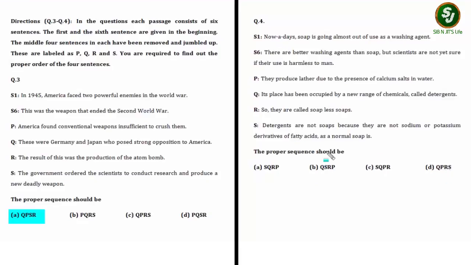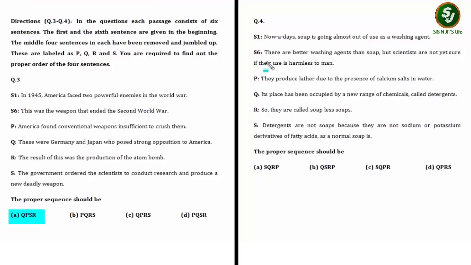So let's give it a read. Nowadays, soap is going almost out of use as a washing agent. Its place has been occupied by a new range of chemicals called detergents. They produce lather due to the presence of calcium salts in water. So they are called soapless soaps. Yes, this is going. And the last sentence is, detergents are not soap because they are not sodium or potassium derivatives of fatty acids as a normal soap is. So this is the correct sequence in which we are getting a meaningful paragraph.